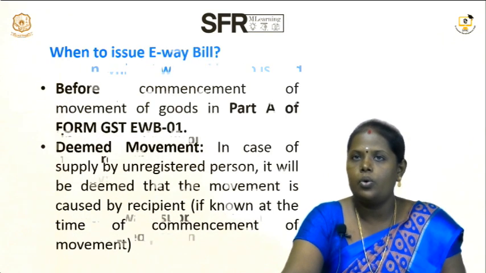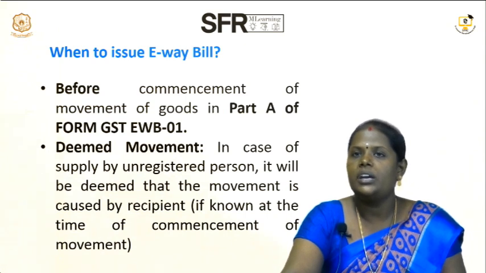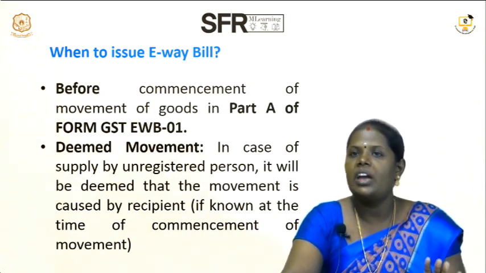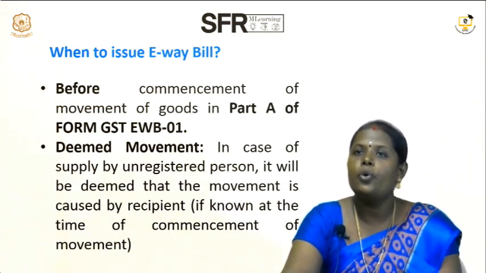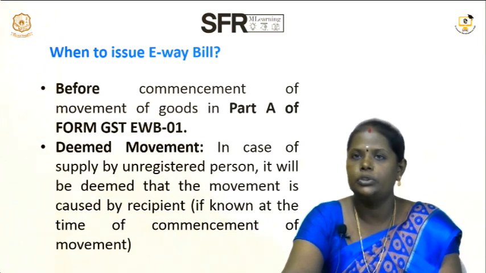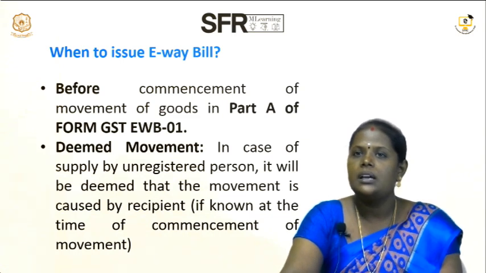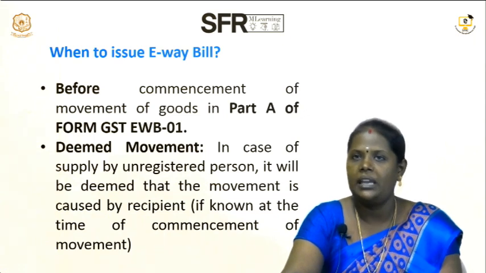Next, let us see when to issue the e-waybill. First, we have to issue the e-waybill before the commencement of movement of goods, in Part A of form GST EWB 01. If it is a deemed movement, that is, if the supplier is an unregistered person, then the movement is caused by the recipient, so the recipient has to generate the e-waybill, not the supplier.